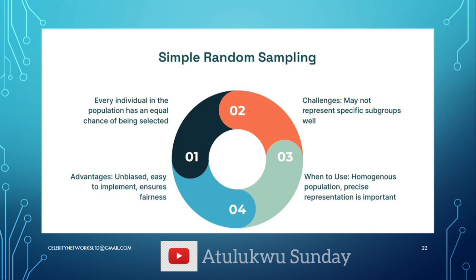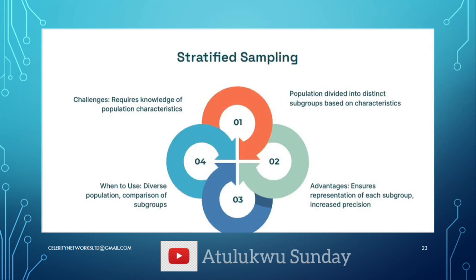Then the next one we have is stratified sampling. The population is divided into distinct subgroups based on characteristics. That is, you stratify them, you group them based on specific or distinct characteristics. The advantage is that it ensures representation of each subgroup and also increases precision. What this is telling us is this: you have maybe the top, the middle, and the lower. You group them in such a way that all of these are touched effectively. That is, it ensures uniform representation.